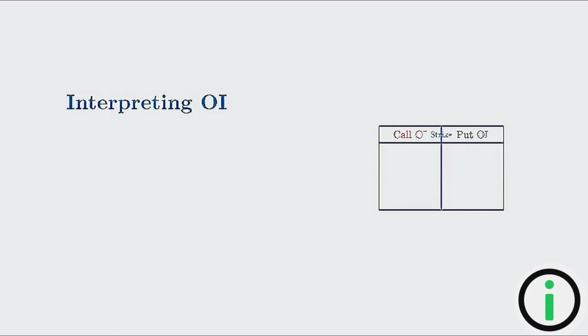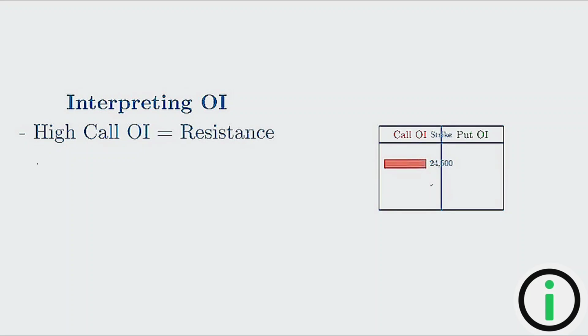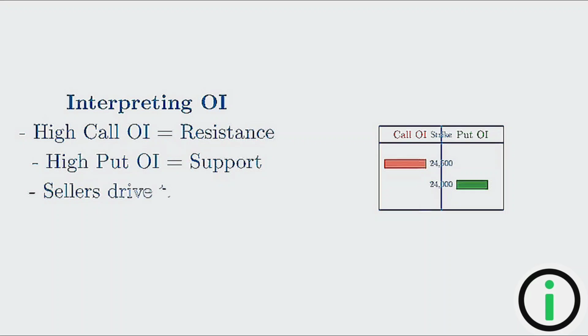Now that we understand what open interest is, let's look at how to interpret it. In the options market, we look at call open interest and put open interest separately. To interpret this, we list the strikes and the amount of capital positioned at each. High call open interest acts as resistance, while high put open interest acts as support. Sellers are the ones who primarily drive these levels.